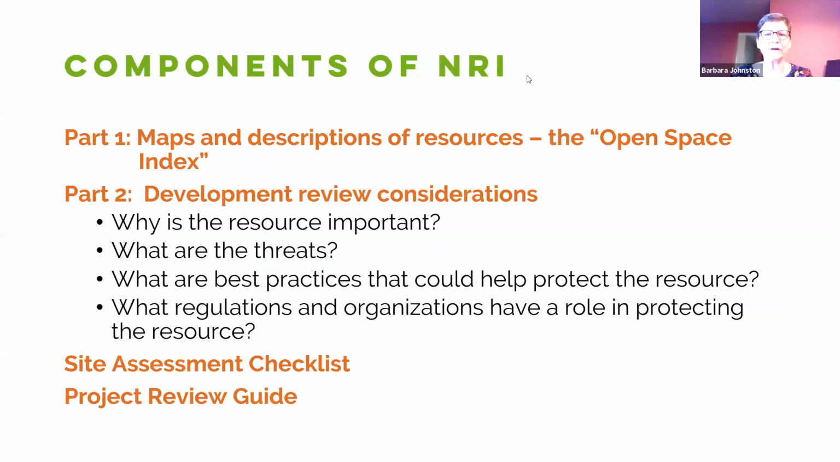So we pulled together a new natural resource inventory that has really 4 parts. The maps and description of resources can be used as the open space index. It identifies those areas of town that have significant resources that should be considered when reviewing development. The second part of the main document describes why each resource is important, what might be a threat to each of those resources, and some best practices that can help protect the resource. And we've also wanted to reference existing regulations as well as organizations that have a role in protecting the resource.